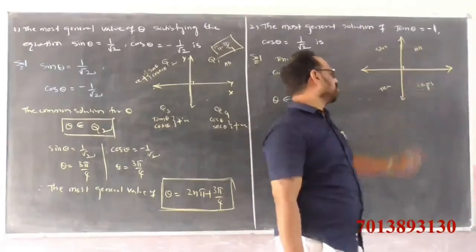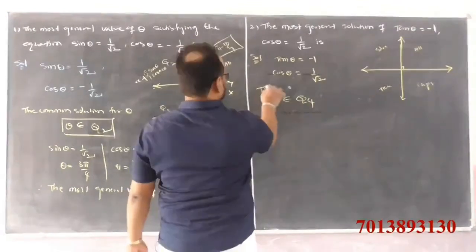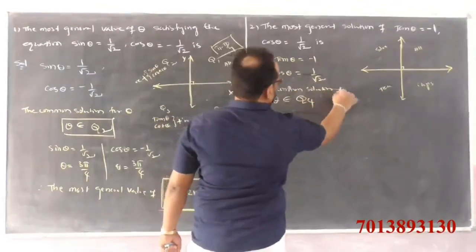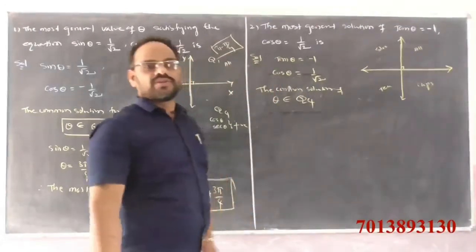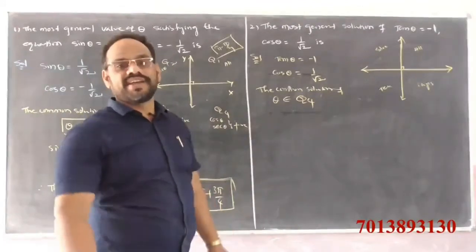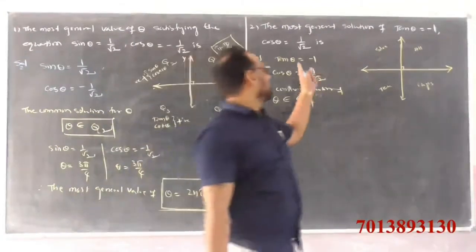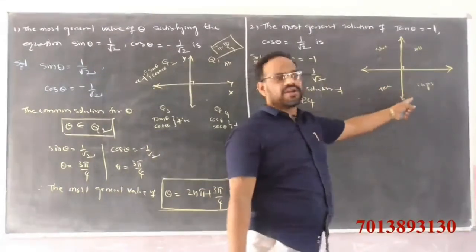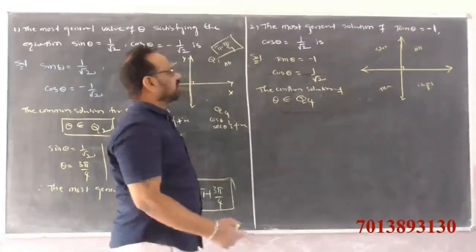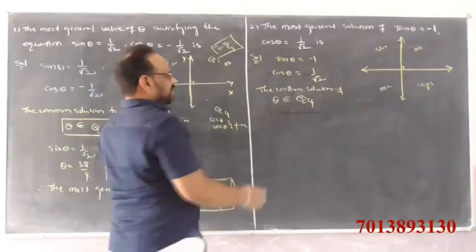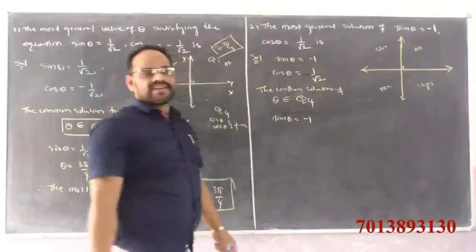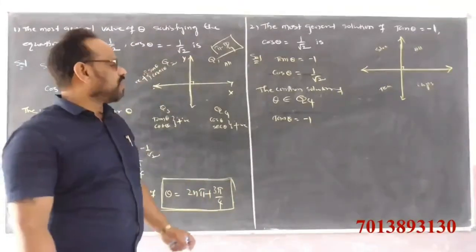The common solution of theta is compulsorily in Q4. The common solution of theta lies in Q4 only. Why? Because tan is negative and cos is positive in only one quadrant, that is the fourth quadrant. So we want tan theta equal to minus 1.